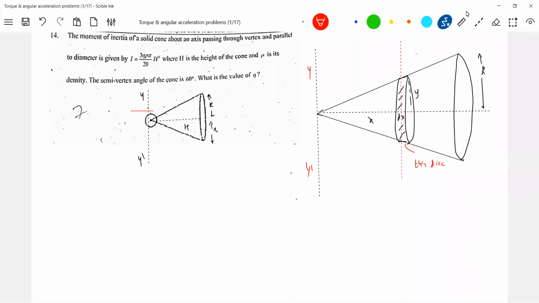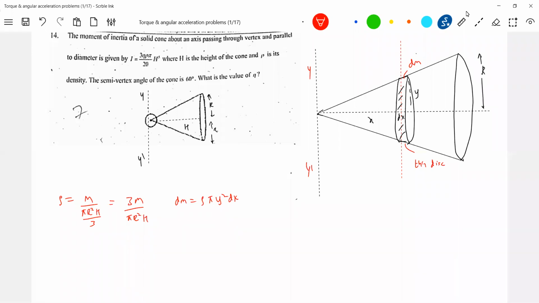What is the mass? Overall, it's a solid cone. He has given density. What is the volume of the cone? Density equals mass by pi r square h by 3, or 3m by pi r square h. That is the density of the cone. So what is the mass of this small elemental thin disc? dm should be equal to rho into pi y square into dx. Thickness is how much? dx, which is very small. y is the radius, so rho pi y square. The value of rho we know, and later we are going to substitute it here.